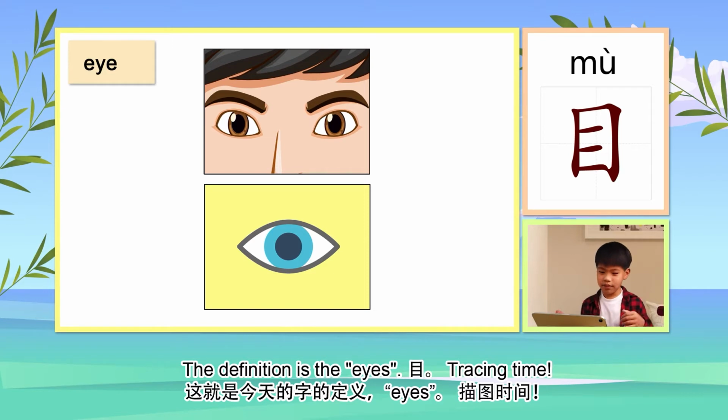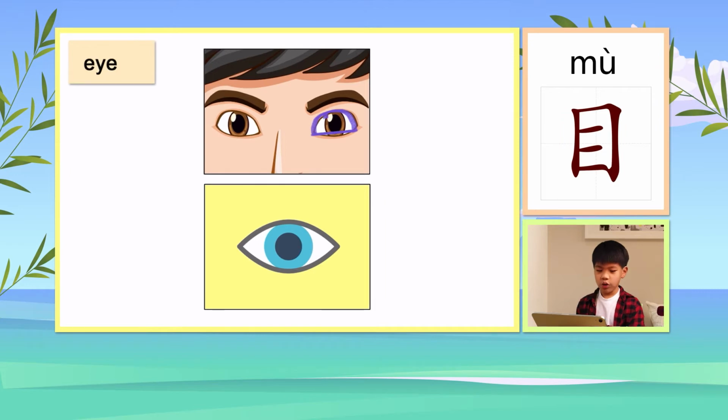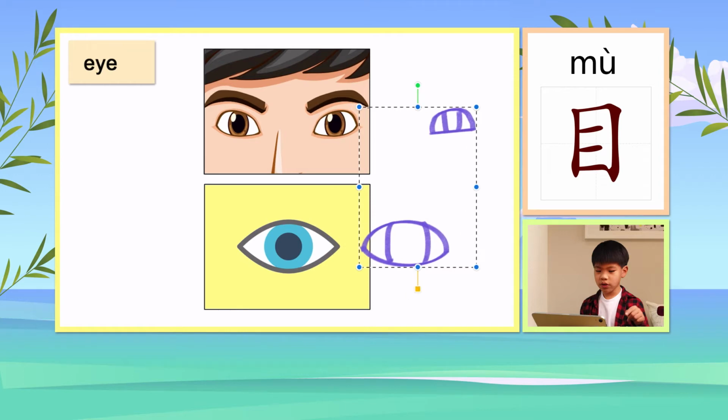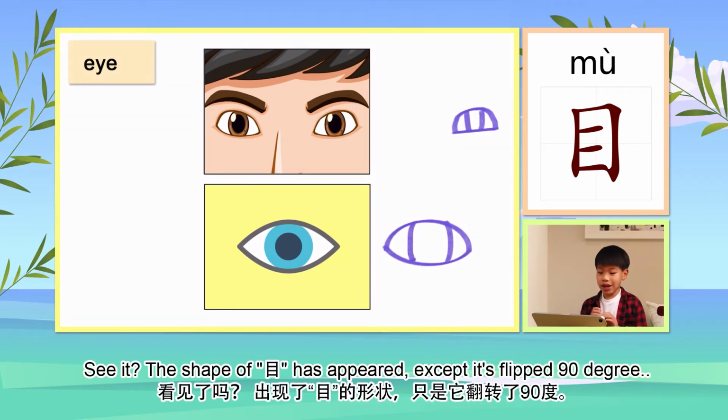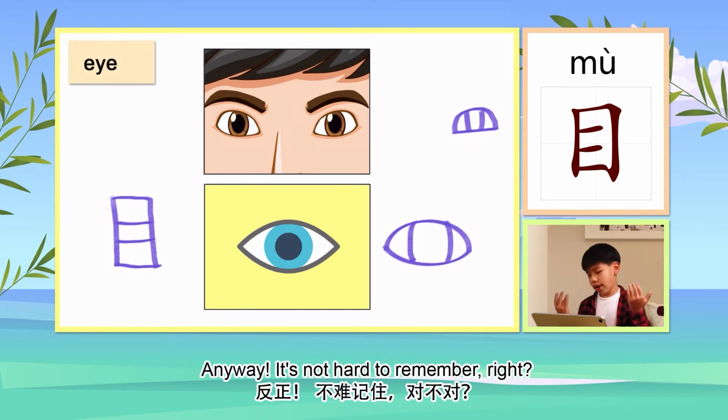Tracing time. I'll draw along the eye. See it? The shape of mu has appeared, except it's flipped 90 degrees. Let me write one that's turned around. Anyway, it's not hard to remember, right?